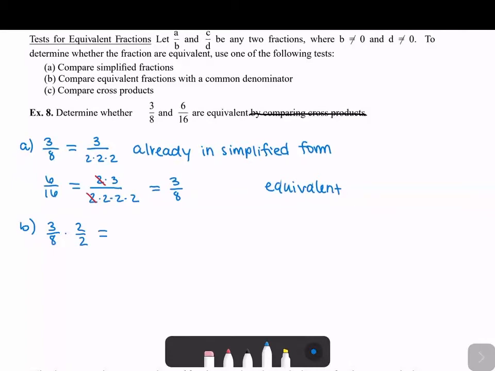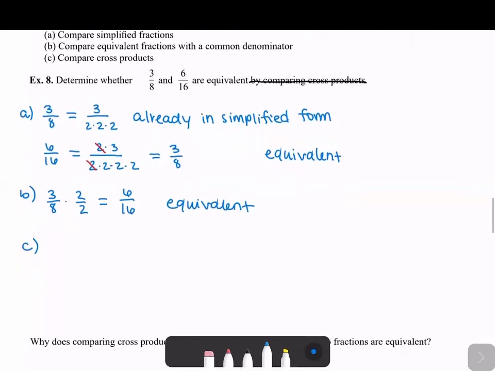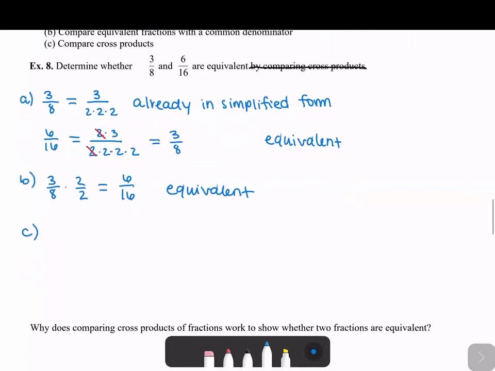So when we multiply 3 over 8 by 2 over 2, we get 6 over 16, and we're comparing that to 6 over 16. So again, whenever you change the denominator of 8 to the denominator of 16, we're comparing 6 over 16 to 6 over 16. And again, these are equivalent. So lastly, with part C, we want to use cross product.